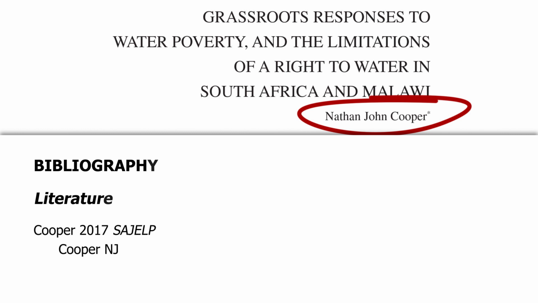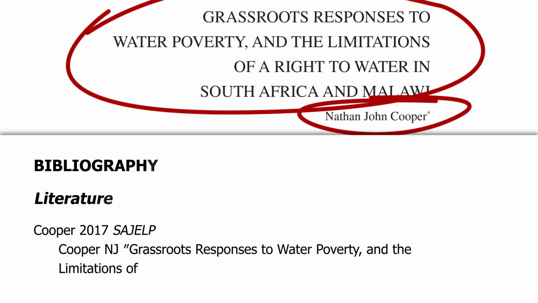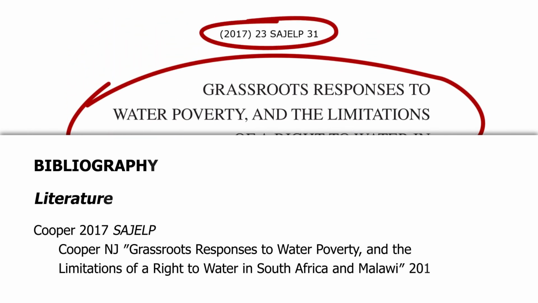The author is Cooper N.J. The title of this article is Grassroots Responses to Water Poverty and the Limitations of a Right to Water in South Africa and Malawi. Please note that each significant word is typed with a capital. This article was published in 2017 and published in the journal South African Journal of Environmental Law and Policy on pages 31 to 73. But remember to use the journal's abbreviation if available.